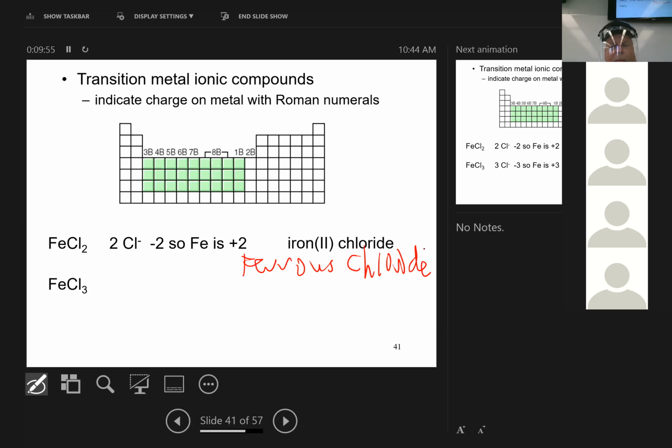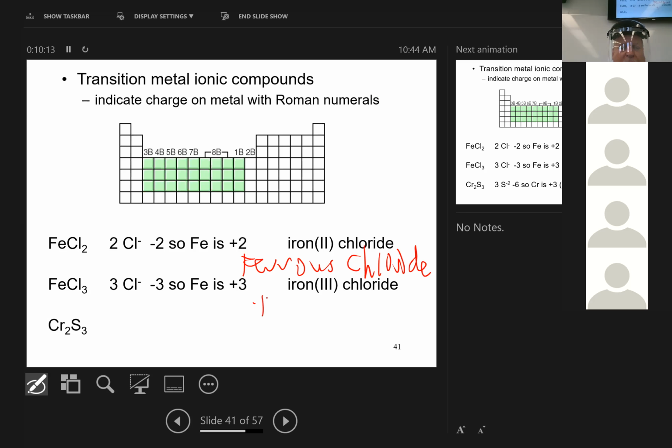The one right below it. Iron, this one, the top one is iron 2 chloride. What's the second one? Iron 3 chloride. Okay, so you have iron 3 chloride there. And then essentially it's also called ferric chloride. Okay, now what is that compound there?